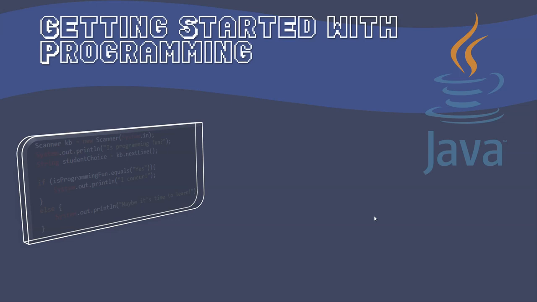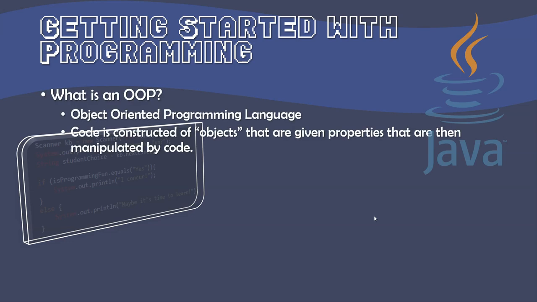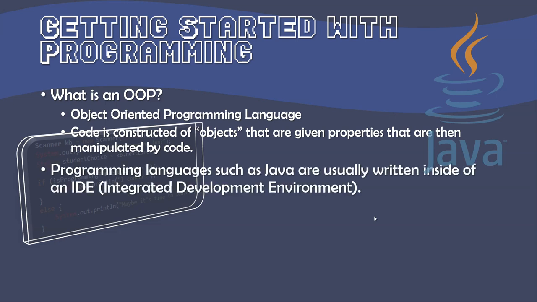So let's actually get started with programming instead of just simply talking hypotheticals. So first, we need to define this term that we already heard. Object-oriented programming, or OOP. Well, what is an object-oriented programming language? Well, in an OOP, the code that we're going to write is constructed of quote-unquote objects. They're given properties that are then manipulated by code. Programming languages such as Java are typically written inside of an IDE or an integrated development environment.